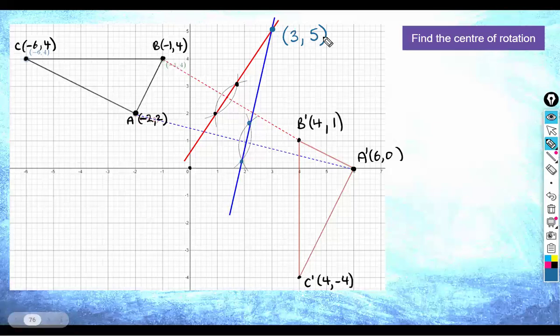Confirm it on your graph paper that you got something very close to 3, 5. It should be really, really close to that if you did it super neat. And that's the final answer.